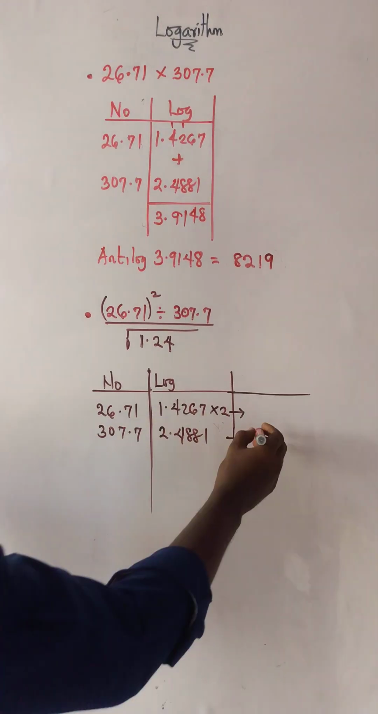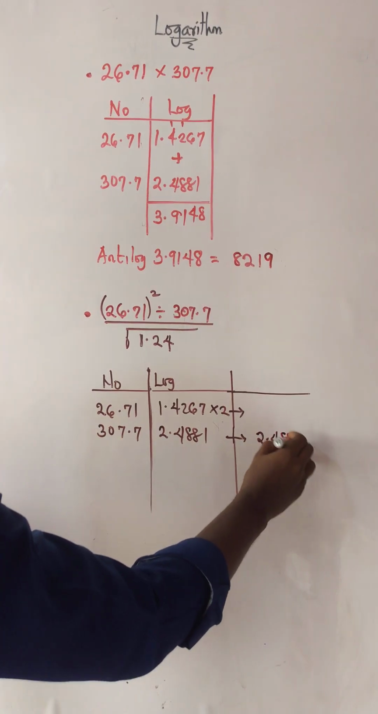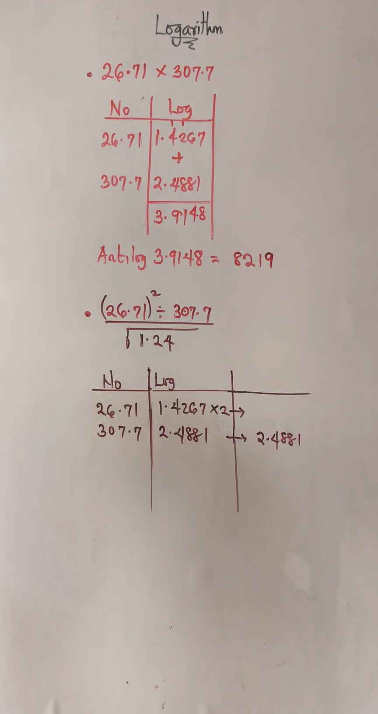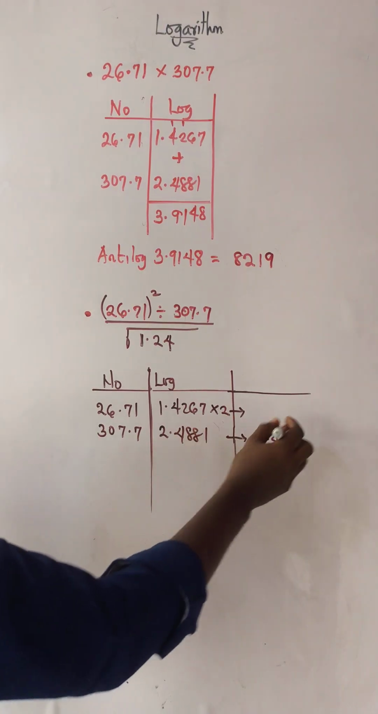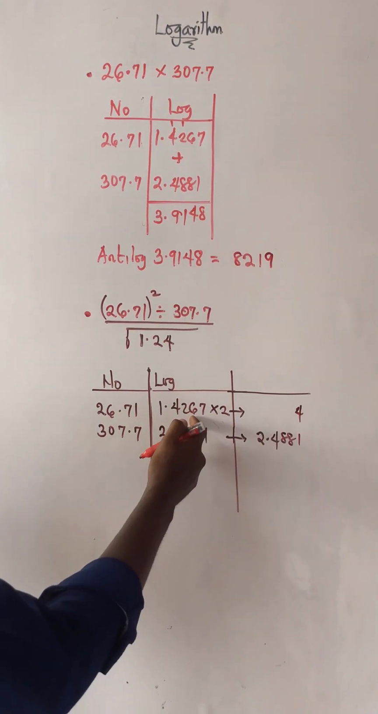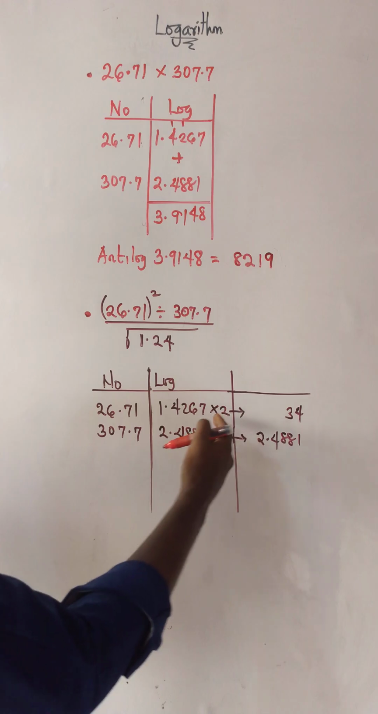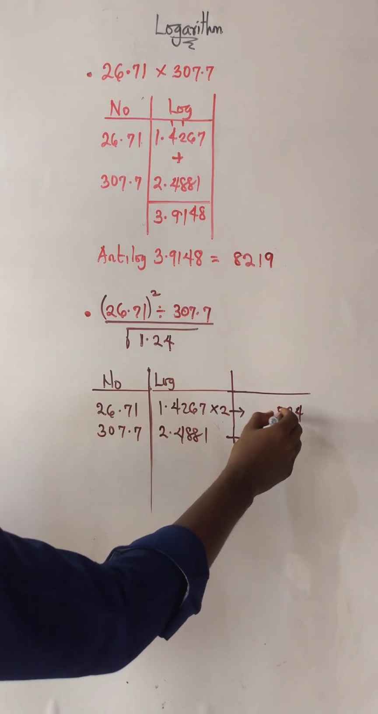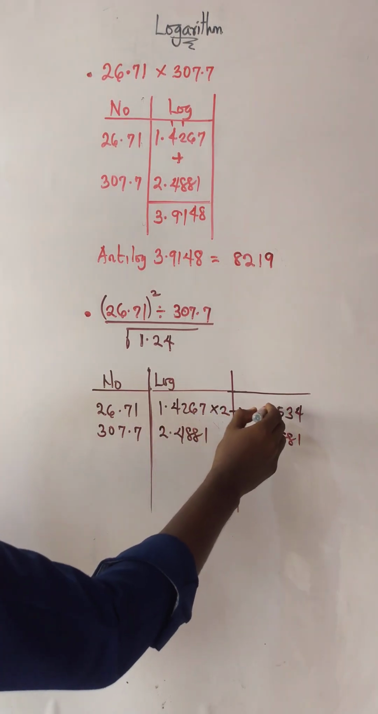For this, it remains 2.4881. Now let's multiply this by 2. We'll start from the back. 2 times 7, 14, carry 1. 2 times 6, 12 plus 1, 13, carry 1. 2 times 2, 4 plus 1, 5. 2 times 4, 8.